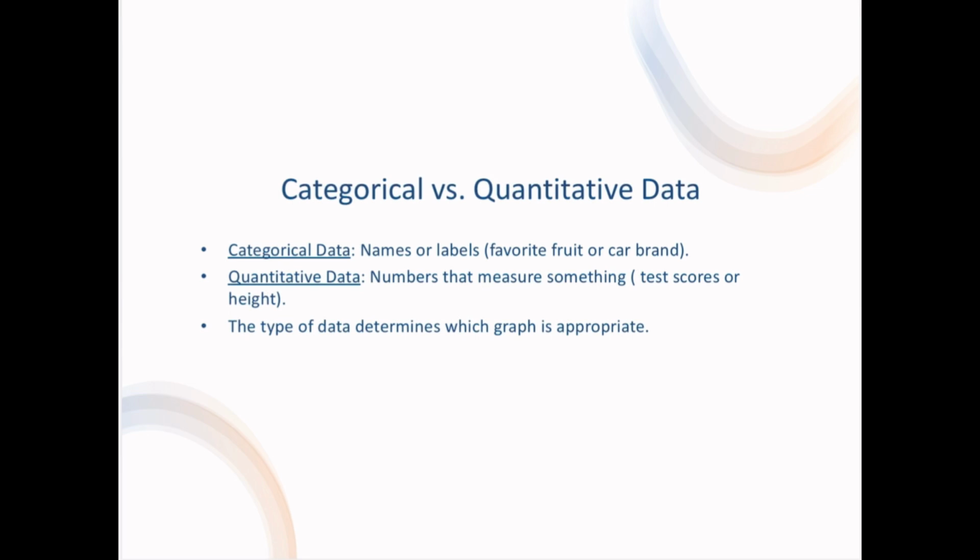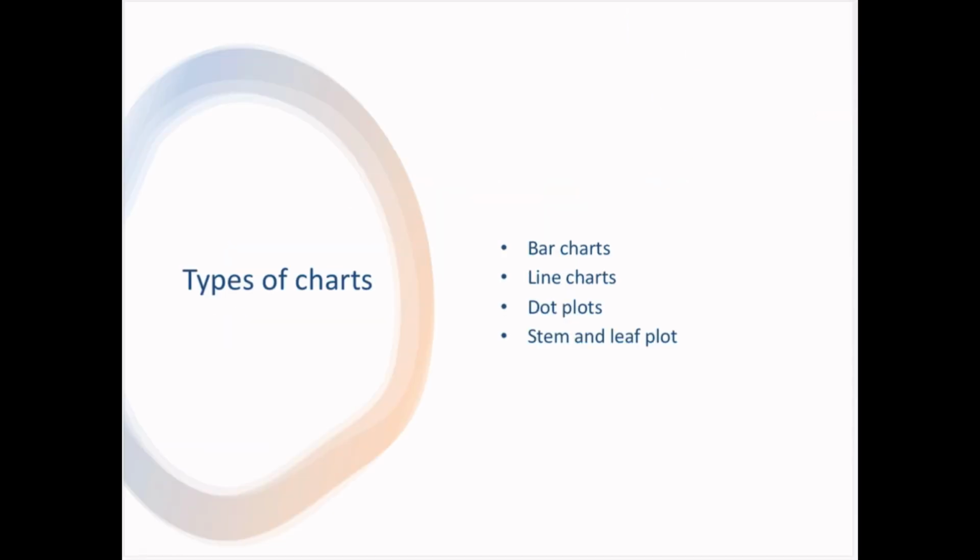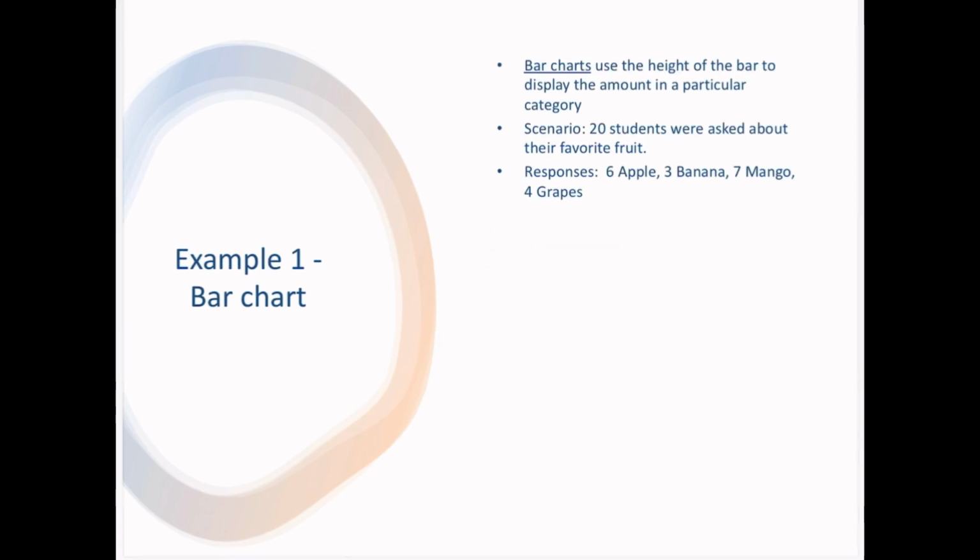So categorical data deals with names or labels, and an example is favorite fruits or car brands, while quantitative data deals with numbers that measure something, such as test scores or height. The type of data determines which graph is appropriate. The types of charts that we'll be using today are bar charts, line charts, dot plots, and stem and leaf plots. Our first example today is going to be bar charts.